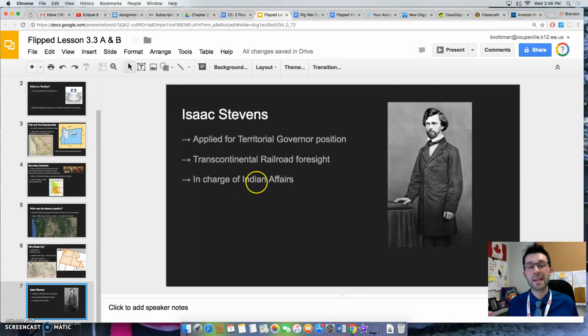He was also in charge of Indian affairs, and we'll talk a lot about that in Chapter 4 and how he dealt with the treaties with the natives.